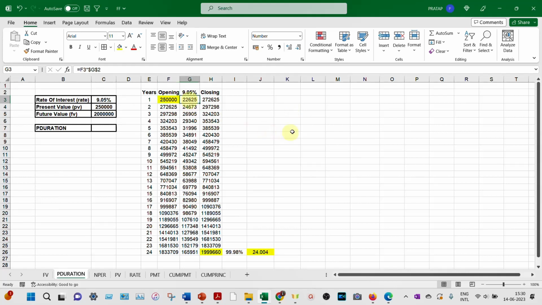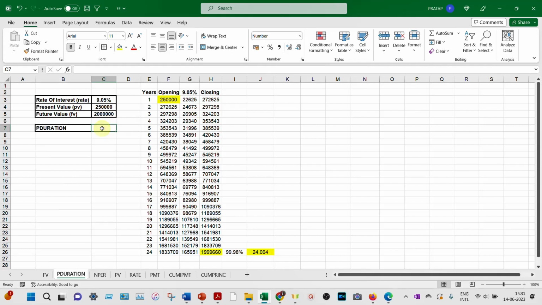So if you look at the first year, we have an interest of 22,625 rupees, which gives us a closing total of 2,72,625 after adding the yearly interest. So similarly, if we keep on adding the interest for every year and moving downwards, we see that by the end of the 24th year, we have achieved more than 99% of our required target. Or to look at the exact calculation, we need slightly more than 24 years to achieve our target of 20 lakhs.